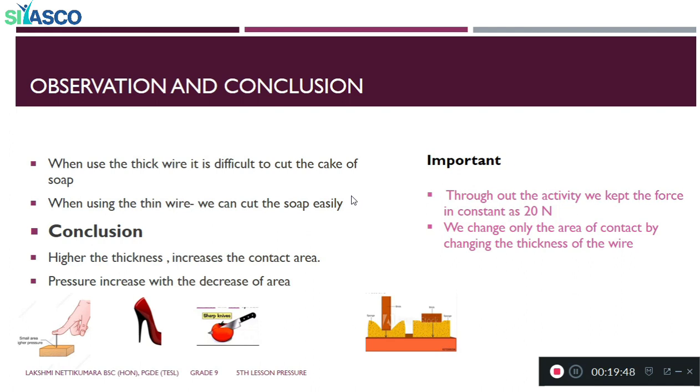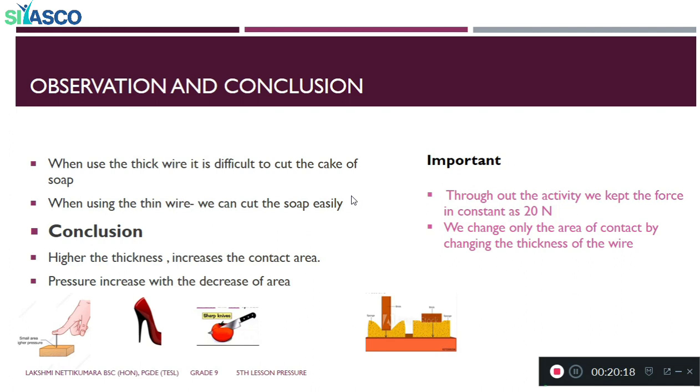So, to increase the pressure, what do you need to do? Reduce the area. That means to increase the pressure, you have to decrease the area. To decrease the pressure, you have to increase the contact area. It's such a kind of relationship. How can we put it? That means pressure is inversely proportional to the area.